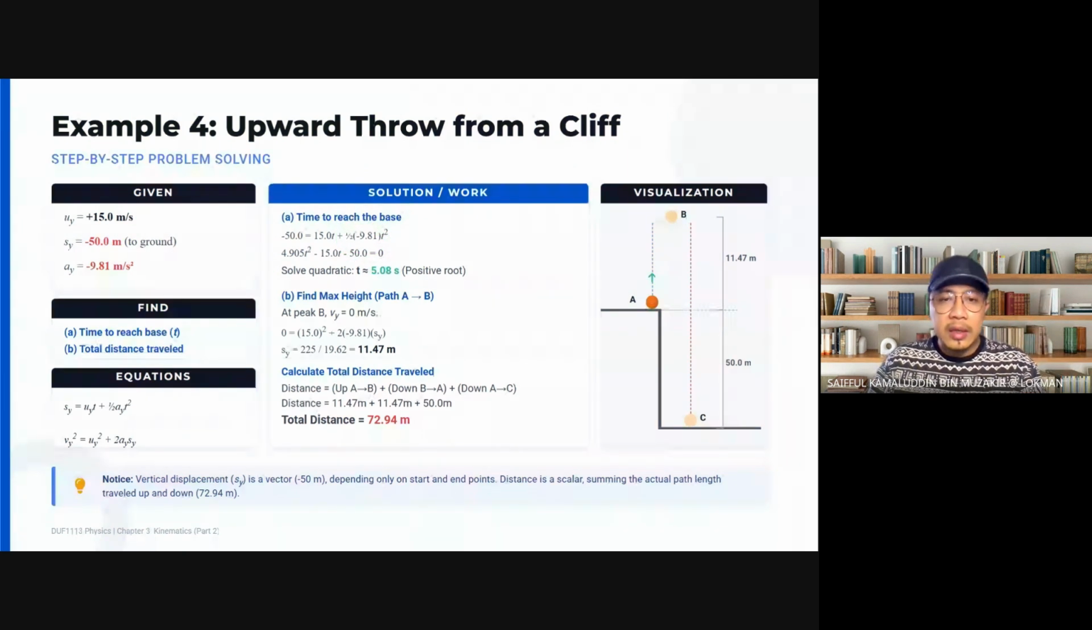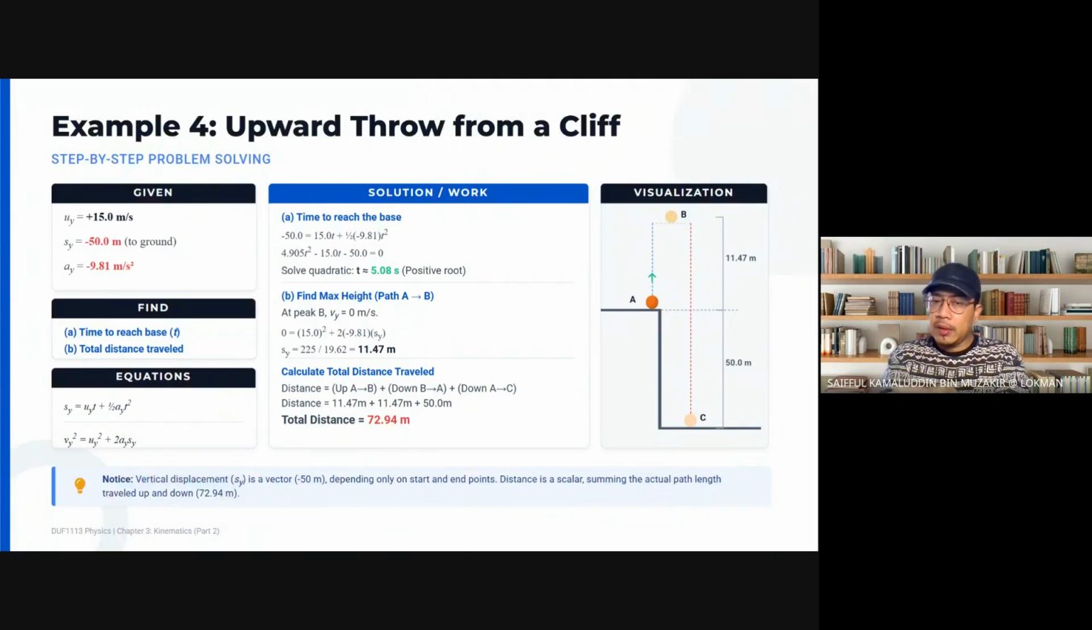So it looks like we have a quadratic equation. Use your scientific calculator to solve the quadratic equation, and you get t equals 5.08 seconds. The other solution may be negative 5.08 seconds, but do not take the negative one because time is a scalar quantity, so you mustn't choose the negative value of t.